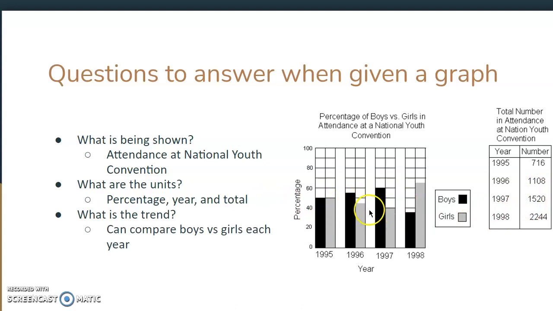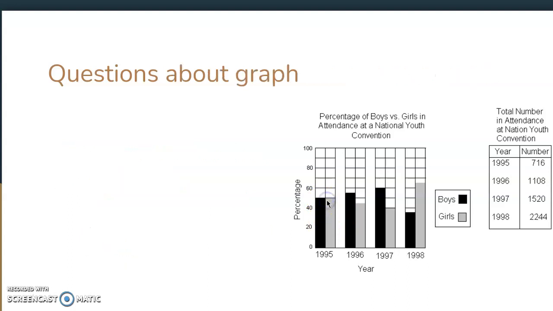We can compare boys and girls. We can say in 1995, they were the same percentage. We had 50% boys, 50% girls. Or we can look at our total. So we have some questions now to think about. If you need to, pause the video after and see if you can answer these questions. In 1997, were there more boys or girls? So pause the video, think about it.